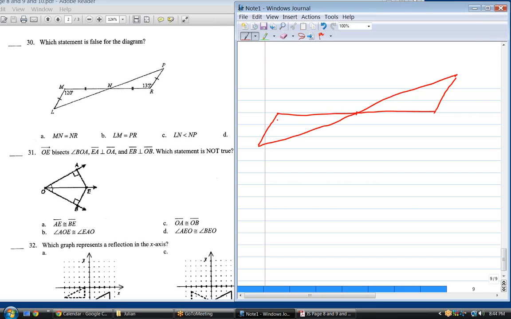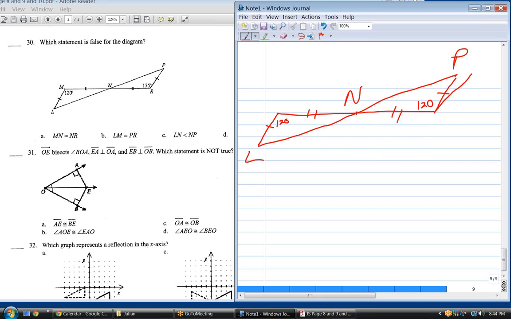Now, I'm saying that if that was 120 and this was 120, and that's equal to that, and this is equal to this, they would be congruent triangles, and LN would be equal to NP, correct? Because in congruent triangles, corresponding sides are equal. So now everything is exactly the same except this angle is 135.